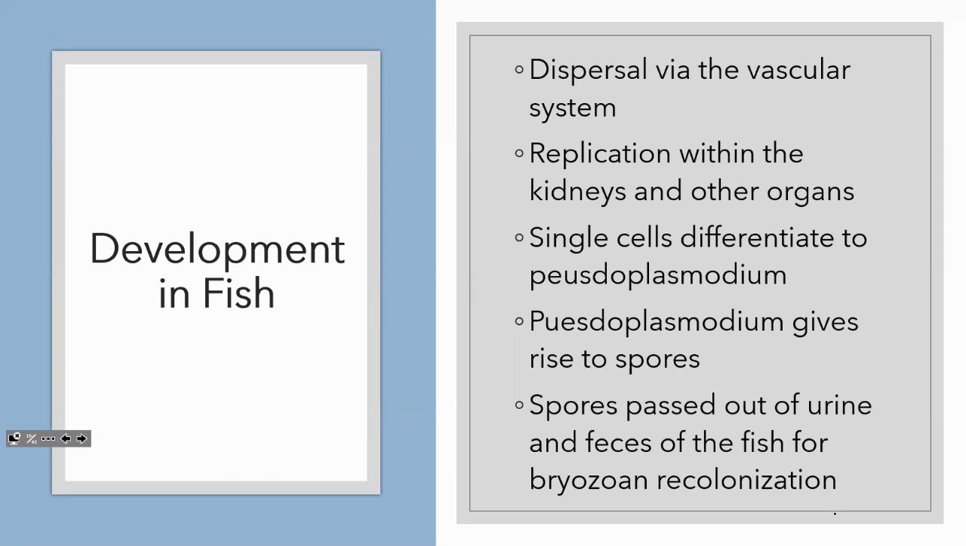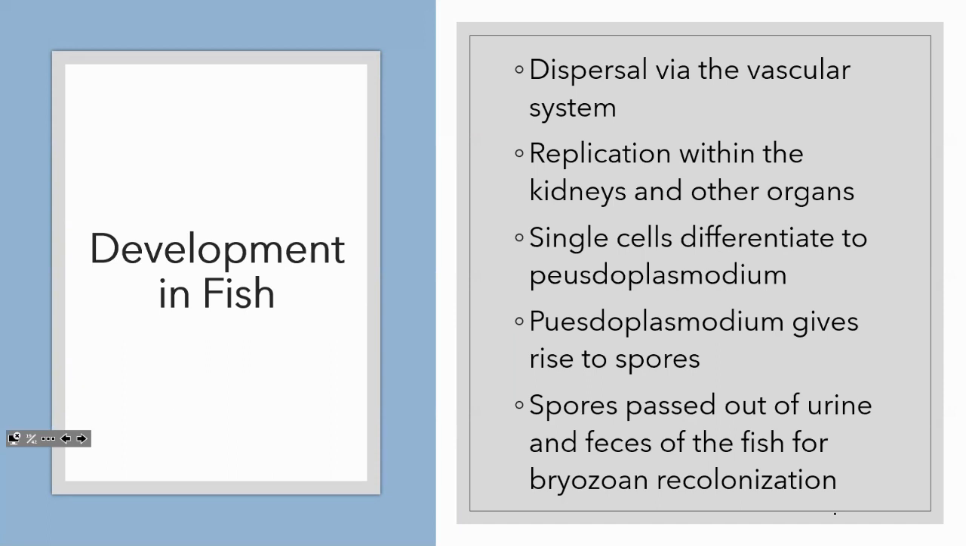This part of this story is still a little confusing for me. I'm working on understanding it better, but basically they travel through the vascular system, colonize the kidneys, and give rise to spores in the kidneys. Once there has been all this replication of spores, these spores are passed out of the urine and feces of the fish for bryozoan recolonization.